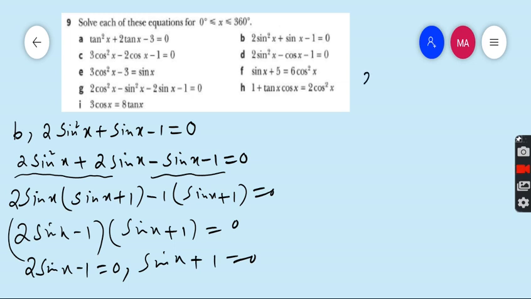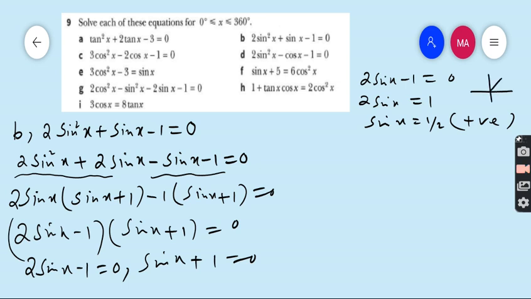First I am taking 2 sin x minus 1 is equal to 0. 2 sin x is equal to 1. Sin x is equal to 1 upon 2, which is positive. And sine is positive in the first and in the second quadrant.